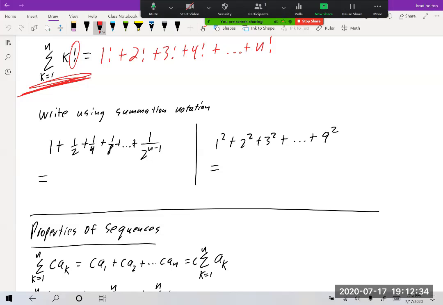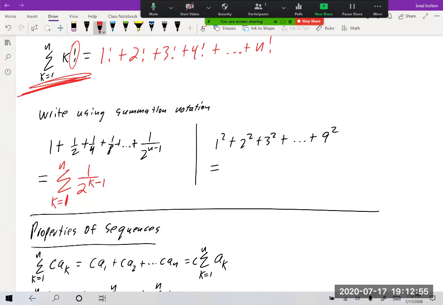So what we're going to do is we're going to say, well, this should be the sum of 1 over 2 to the k, okay? And it's going to start at k equals, ooh, this has to be k minus 1. And this has to start at k equals 1, and this has to stop at n, okay?